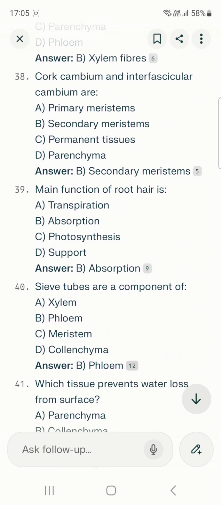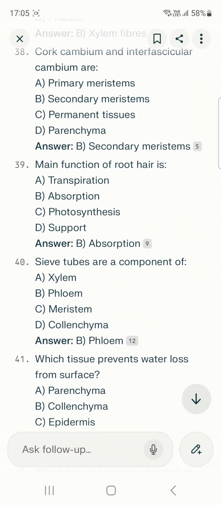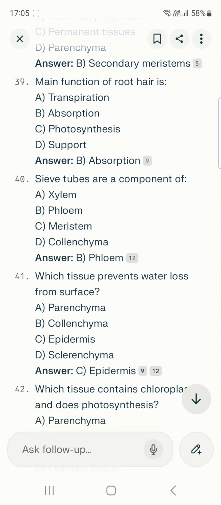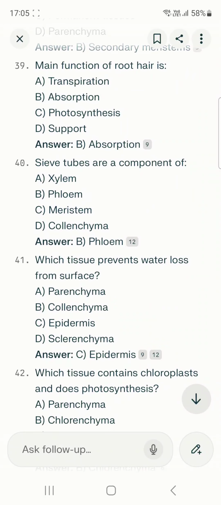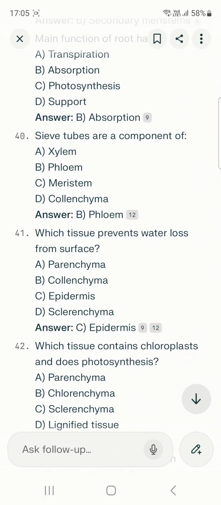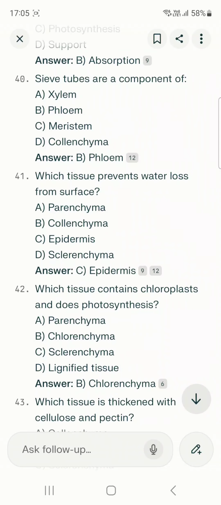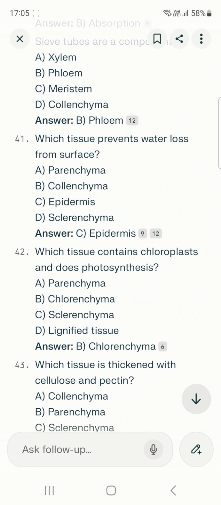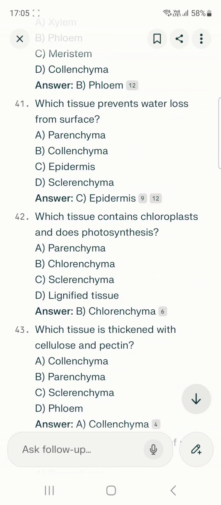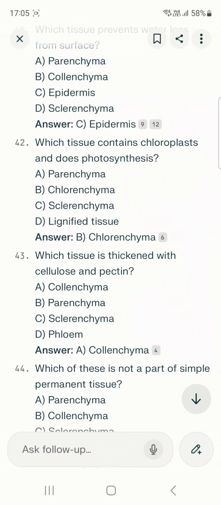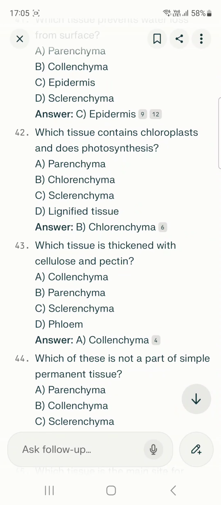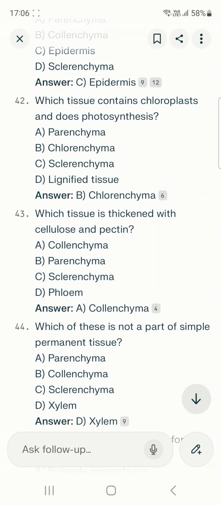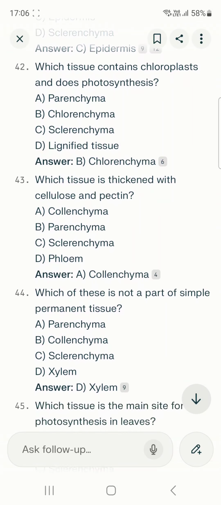Question number 41. Which tissue prevents water loss from surface? Of course, epidermis. Which tissue contains chloroplasts and does photosynthesis? And we know that answer, chlorenchyma. Which tissue is thickened with cellulose and pectin? And the answer is collenchyma. Which of these is not a part of simple permanent tissue? And the answer is xylem.